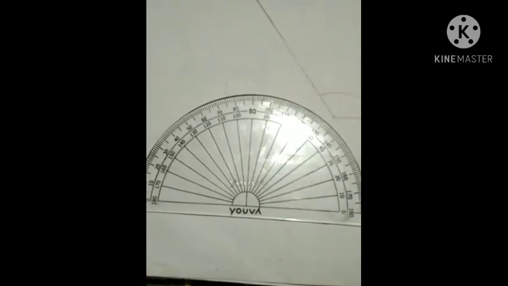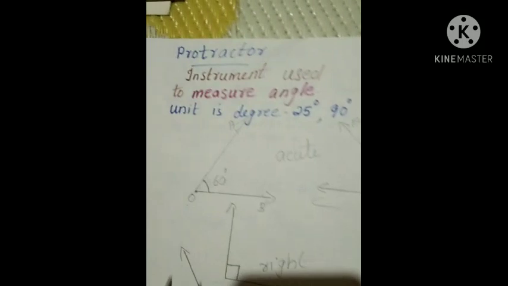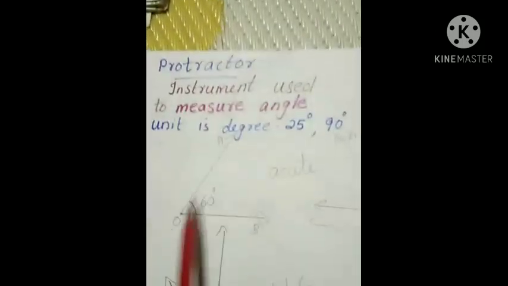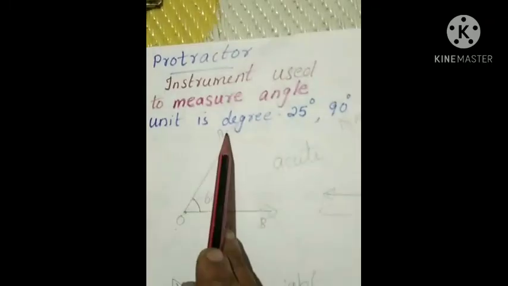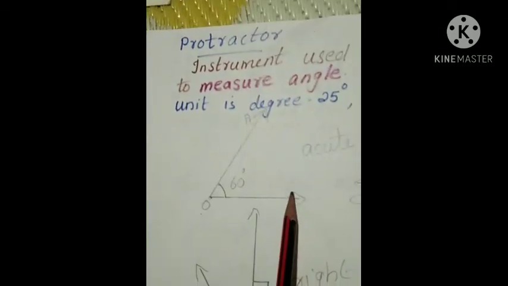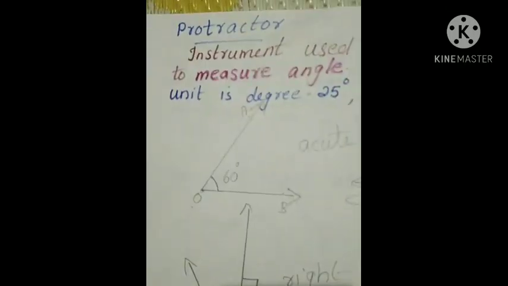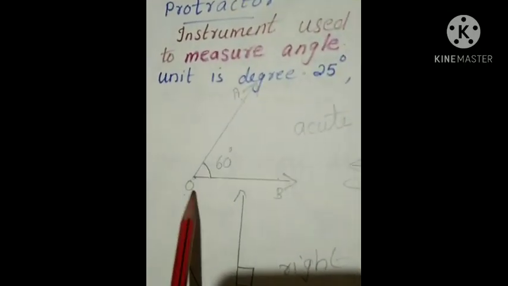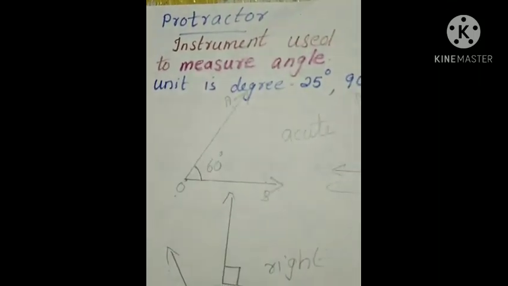Now, how to measure an angle using this protractor? Look here. This is angle AOB. Whenever you draw an angle, you can put two arrow marks because they are rays. OB and OA are two rays. We can also call them arms: arm OB, arm OA. Rays or arms.